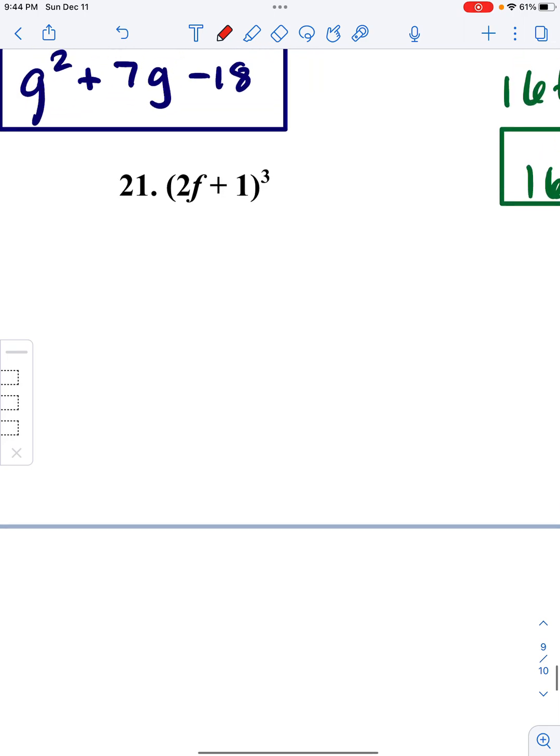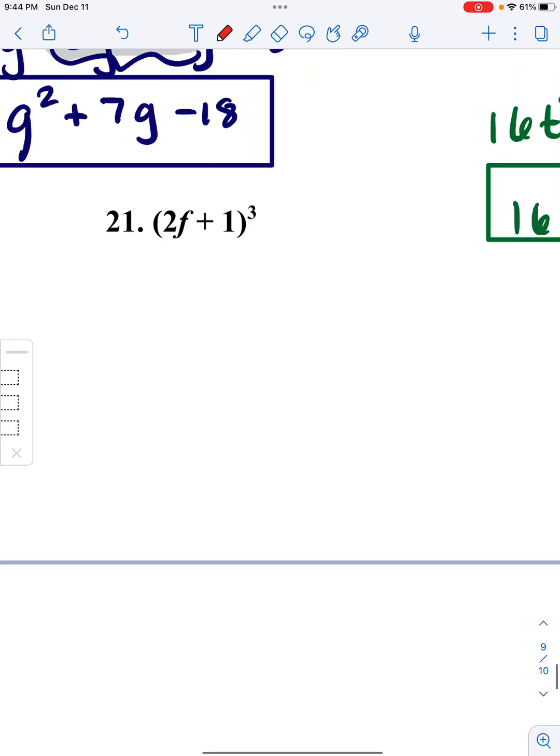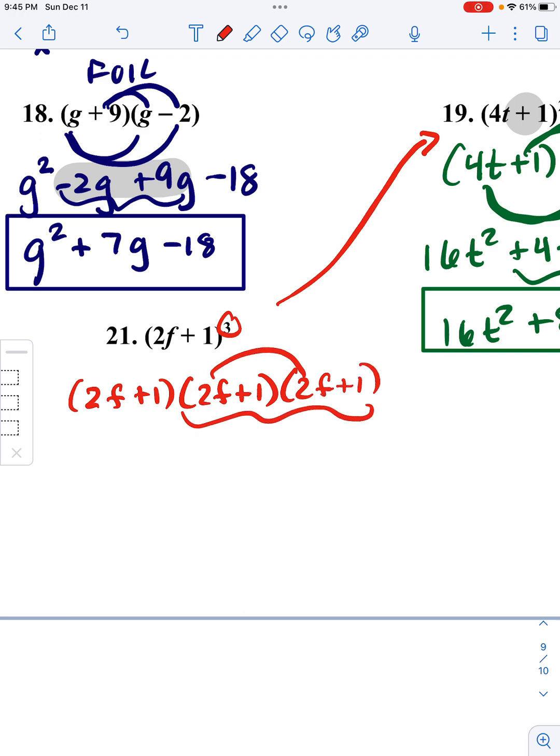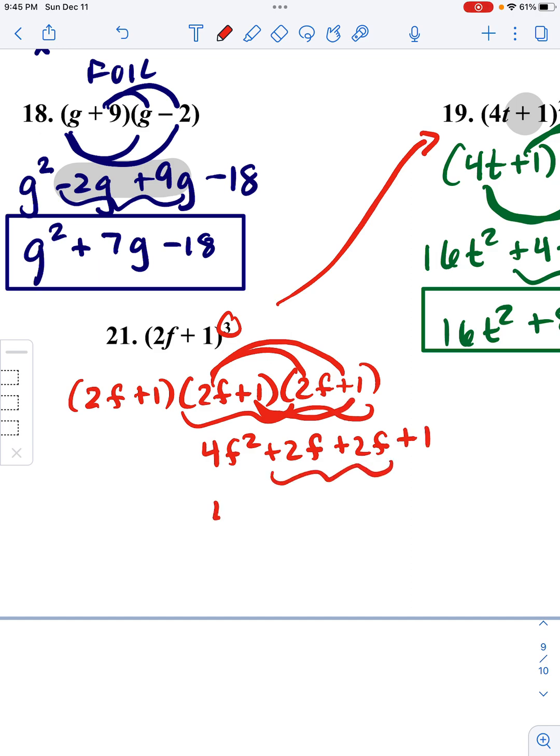All right, this one's hideous, and it's the grand finale. Much like this problem up here, this one means that you take 2f plus 1, but you multiply it by itself 3 times. So I'm going to FOIL these two. This is going to give me 4f squared plus 2f. On the inside, I get another 2f, and then 1 times 1. If you're still struggling with foiling at some point, that's just a thing you've got to figure out.